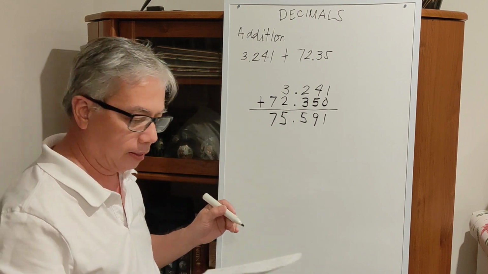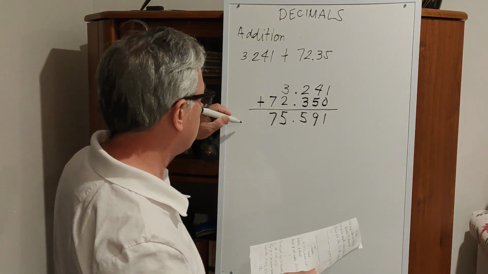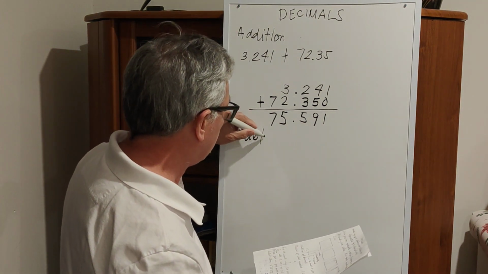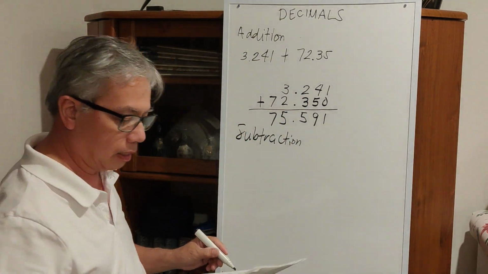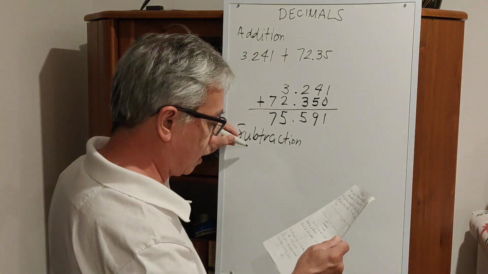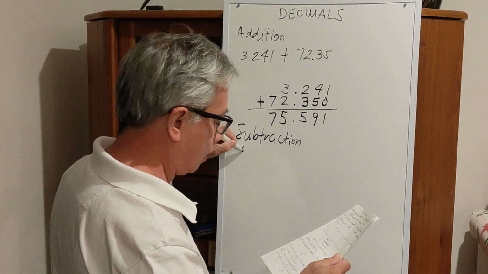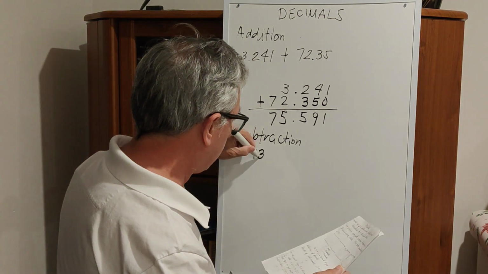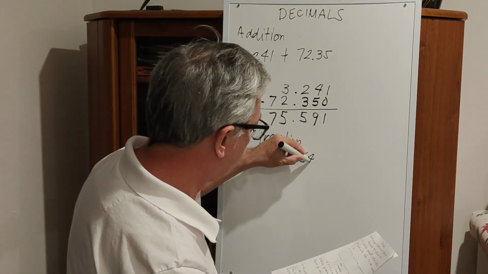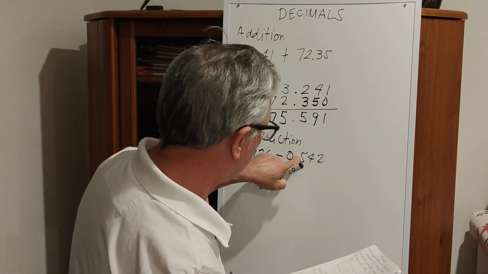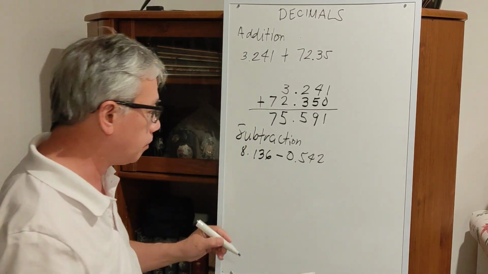So this is how we add decimals. Now we go for subtraction. To subtract, we also align the decimal point. So for example, we get a number 8.136 minus 0.542. So we need to align first the decimal point.